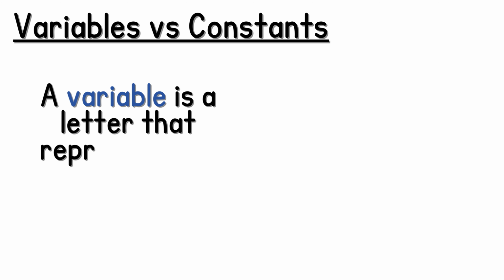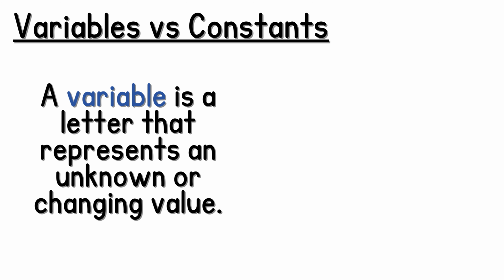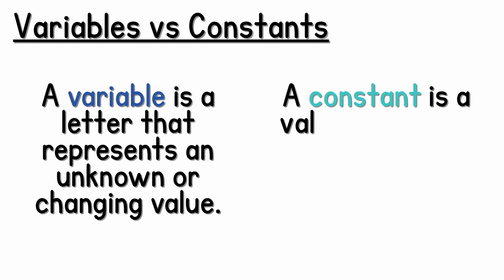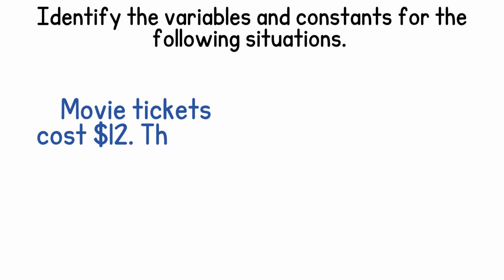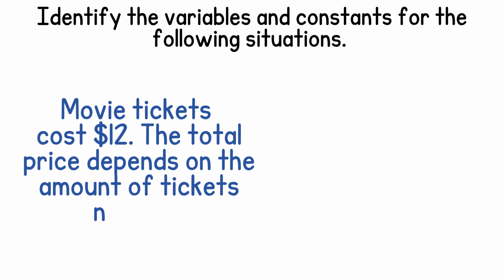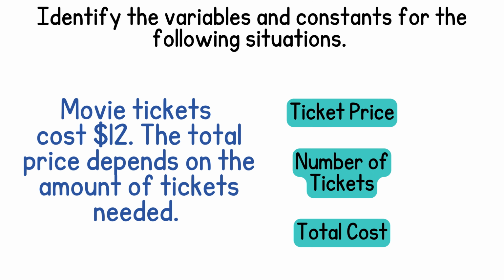A variable is a letter that represents an unknown or changing value. A constant is a value that does not change. So we'll identify the variables and constants for the following situations. Movie tickets cost $12. The total price depends on the amount of tickets needed. So we'll look at the ticket price, the number of tickets, and the total cost, and decide if it's a variable or constant, and then we'll find the value.